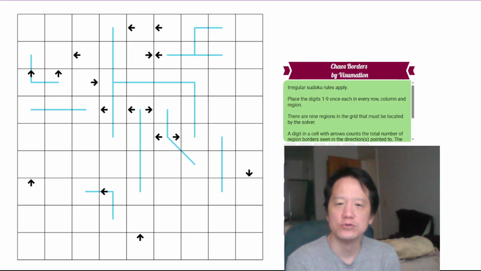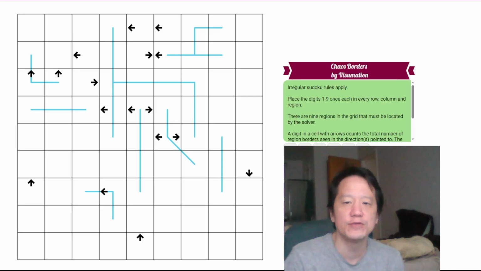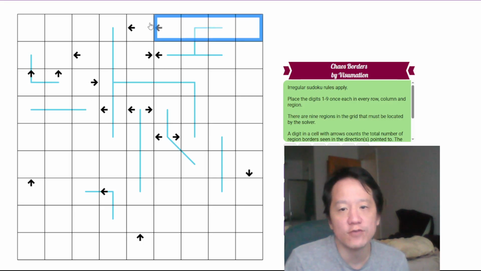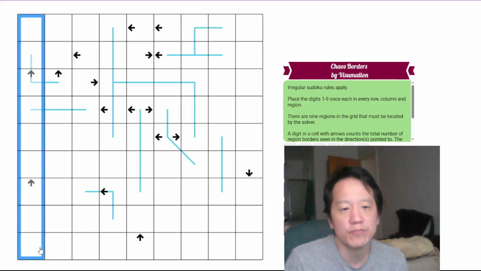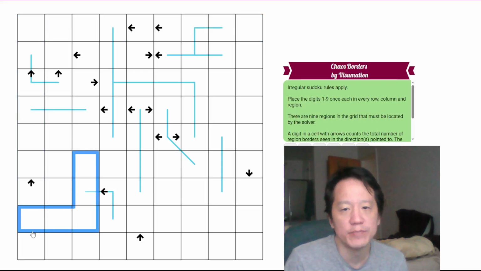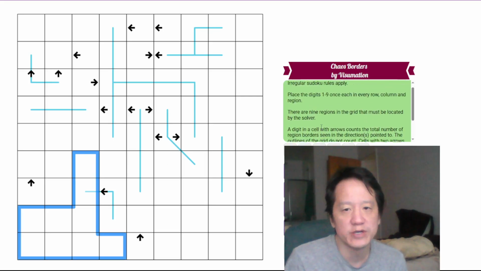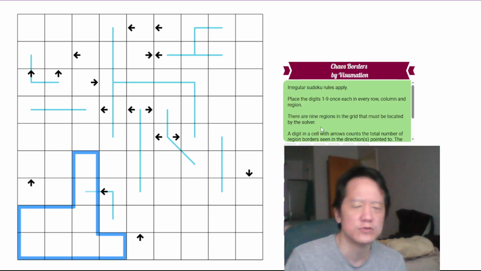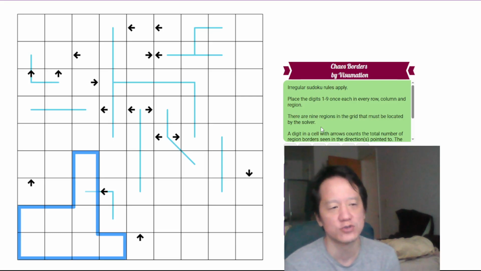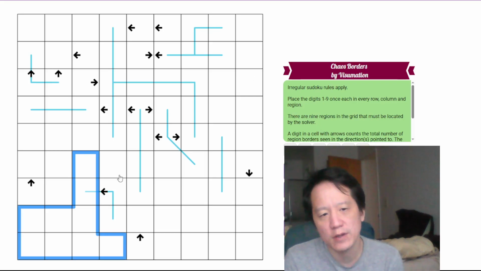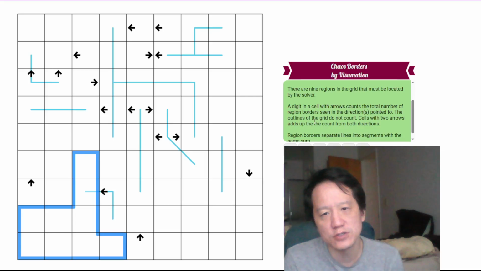Irregular Sudoku rules apply, which means place the digits 1 through 9 once each in every row, column, and region. There are 9 regions in the grid that must be located by the solver, and every region is a 9 by 9 space. This is actually more chaos construction rules, because chaos construction rules is essentially irregular Sudoku rules, but you create the regions. There are 9 regions in the grid that must be located by the solver.